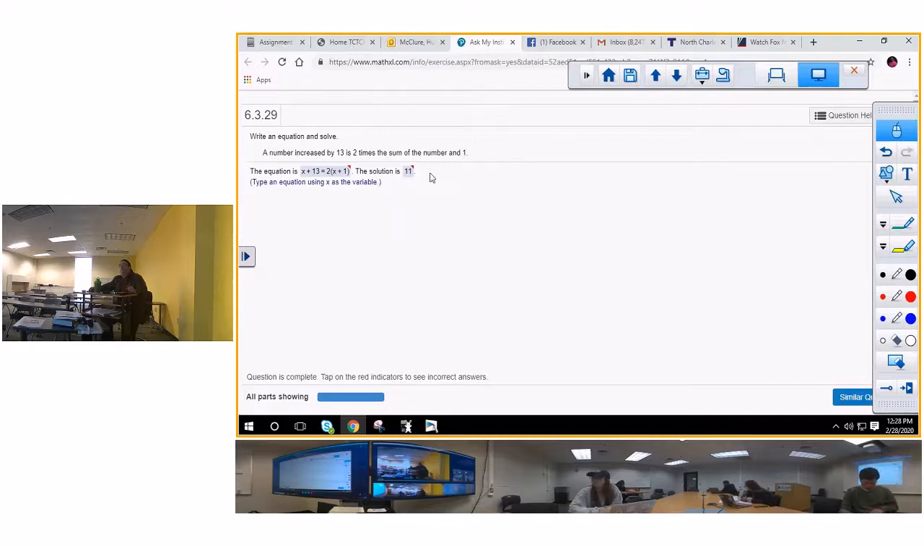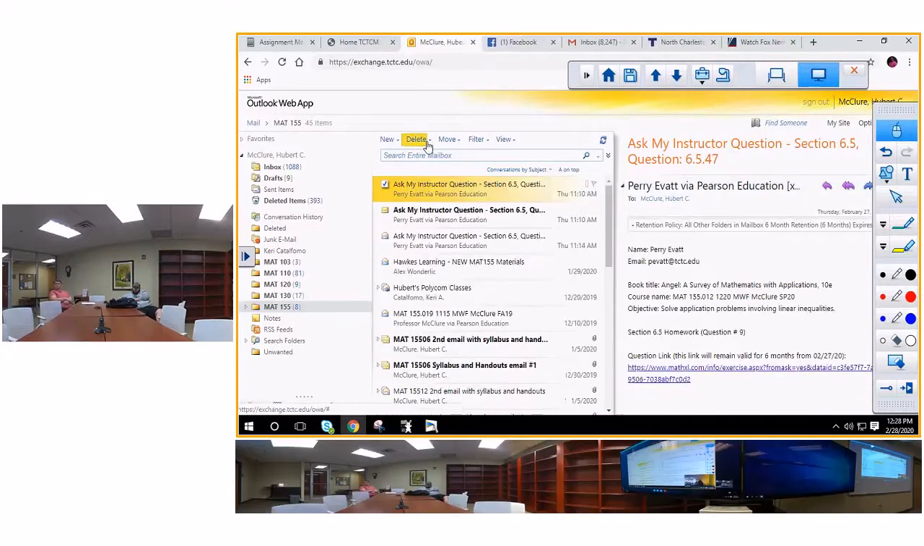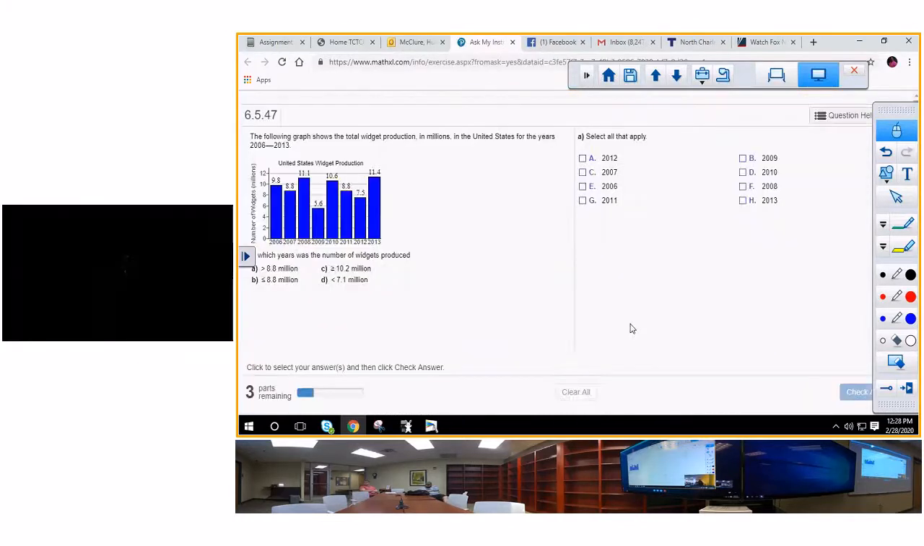I think we did this one. Yeah, we did that one the other day. So delete that one. 6.5, 47/9. I know the dark ones. The one with the bold we haven't done yet. I know we haven't done this one.